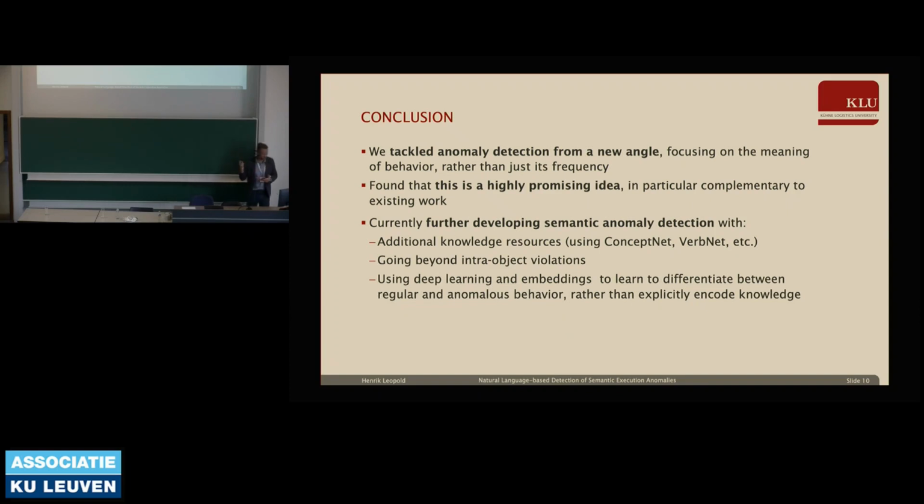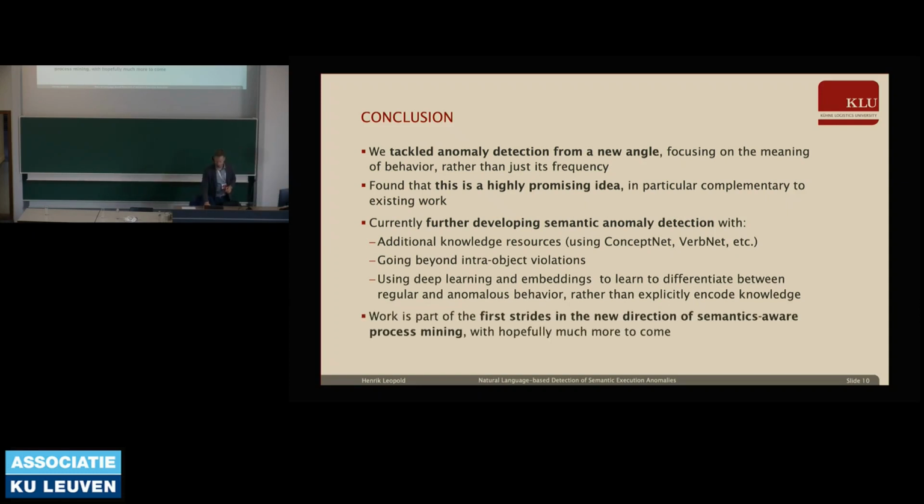There are other things you can use, like deep learning embeddings, to detect the difference between regular and anomalous behavior. Now we explicitly encoded the knowledge in this knowledge base. Maybe there is a way to do this differently. We haven't tried, but we believe that's possible, especially if you consider how massive the advancements in NLP are. It's quite impressive, I think, over the last couple of years.